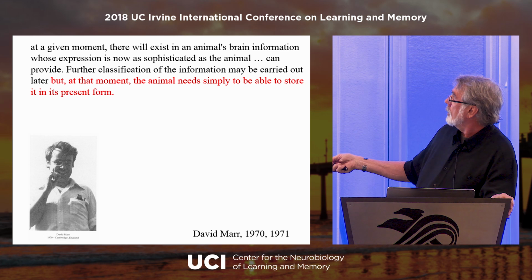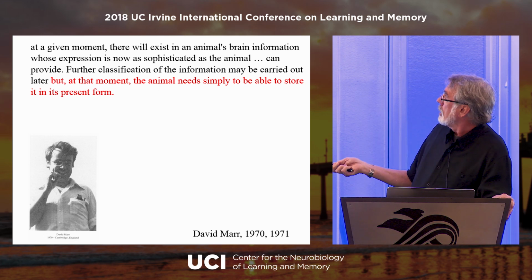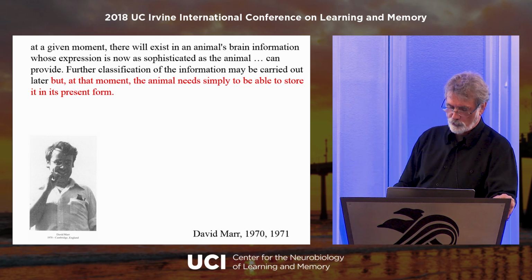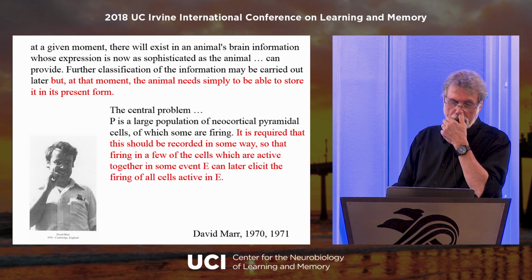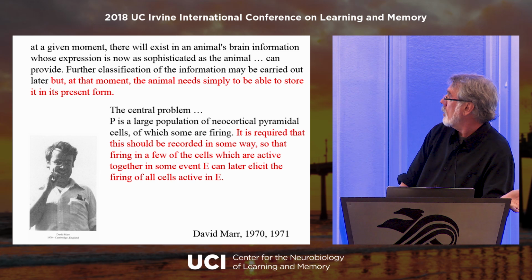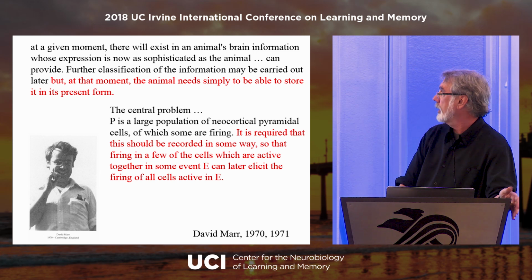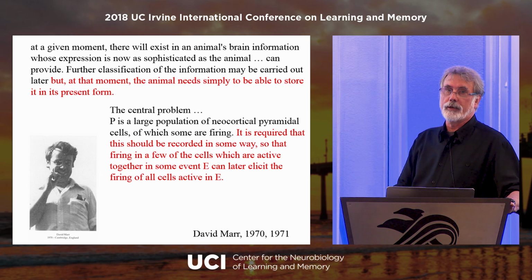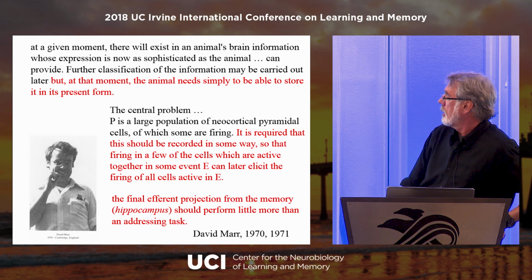First of all, at a given moment, the animal's brain has information whose expression is now as sophisticated as the animal can provide. It can further classify the information later on, but at the moment it just needs to store the data, and that's the central problem of the lack of connectivity. And that's expressed here. It's required that this should be recorded in some way so that the firing of a few of the cells which were active together in some event can later elicit the firing of all cells active in the event. And that's what he called pattern completion.